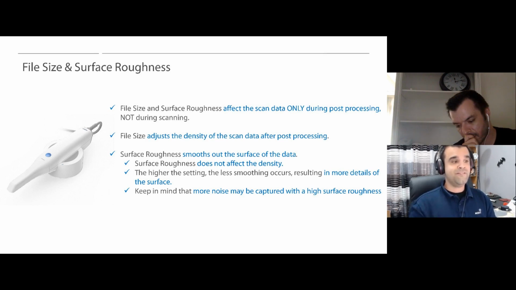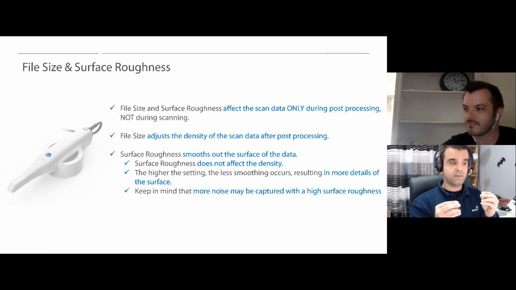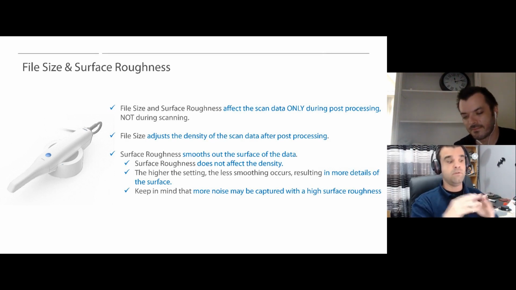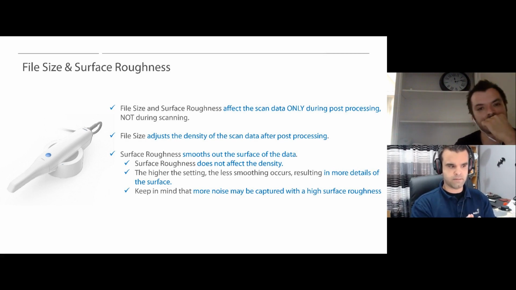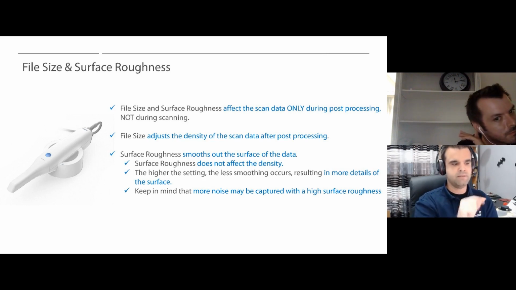So the file size adjusts the density of the data after the post-processing. The triangles that create the final file will be small, medium, or big. It's up to you. So when you minimize the file size, you increase the triangles, so you minimize the resolution. We usually suggest that for orthodontic cases, because most of the OrthoCADs require a little lower resolution. So we ask people who are using our scanners with OrthoCAD to use small file size. Usually they minimize it on the left side.